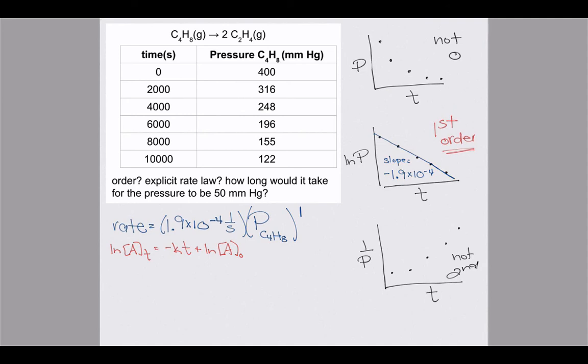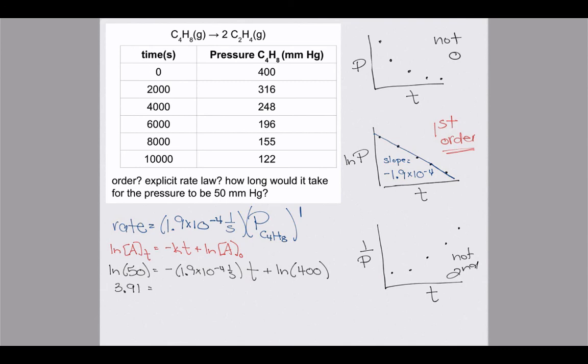The natural log of the concentration I want, which is 50 millimeters of mercury because I'm working in pressure, so the natural log of 50, is equal to minus 1.9 times 10 to the negative fourth inverse seconds times t, which is what I'm solving for, plus the natural log of the initial concentration, or in this case pressure, which was 400 millimeters of mercury. Once I have that, it's just a matter of plugging in these values. You're going to take the natural log of 50 and get a value for that. And I'm actually going to solve this one all the way out.